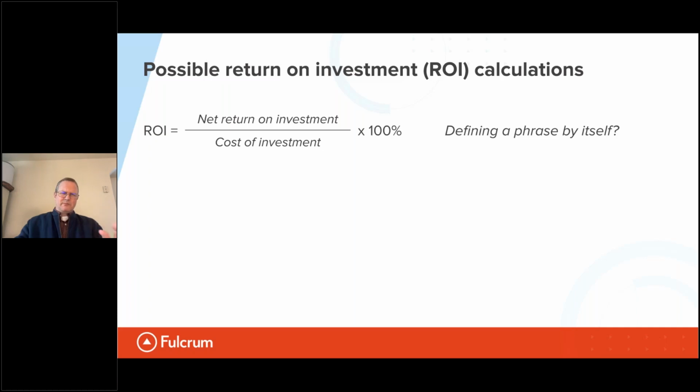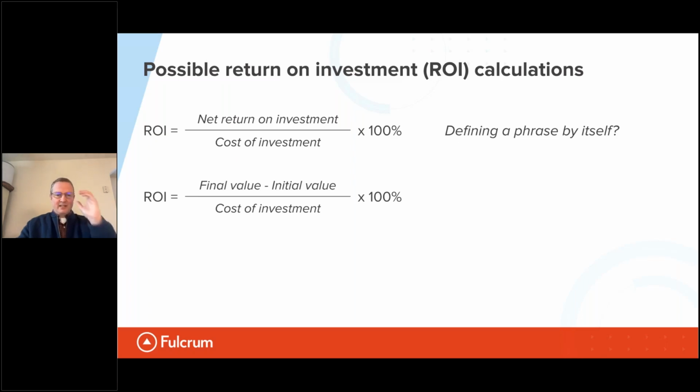And this is really focused on people who are investing money, like in stocks. That's where you'll see this kind of definition come up a lot. And it's not great for our purposes. Another one that I found fairly commonly is the final value minus the initial value over the cost of investment. That also sounds a little funny because what's the final value?